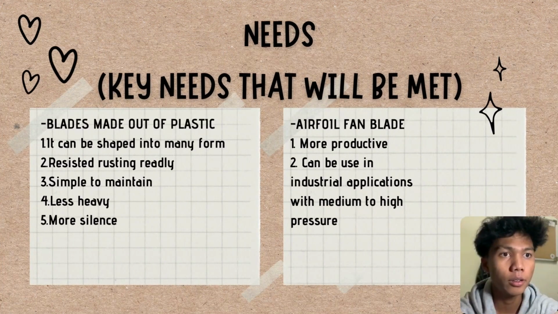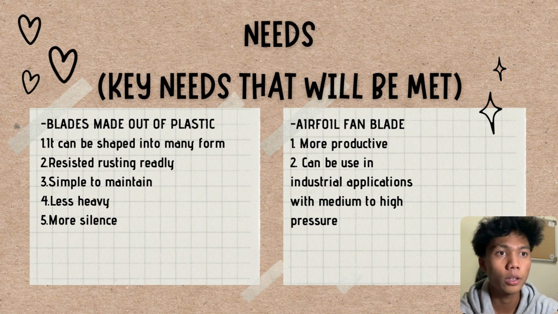Next, for the fan we have decided to use plastic for the blades. This is because plastic can be molded into various shapes, resistant to rust, easy to maintain, lightweight and more silent. Additionally, the blades of the fan are designed with an airfoil which is more efficient and can be used in medium to high pressure industrial application.